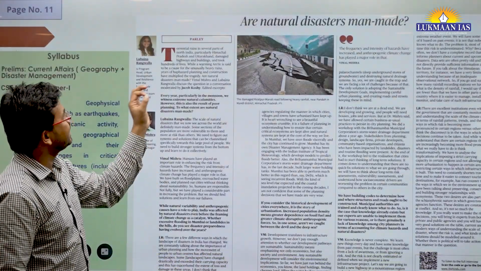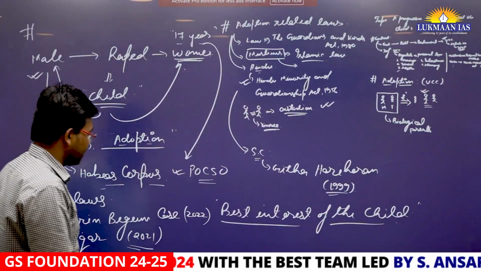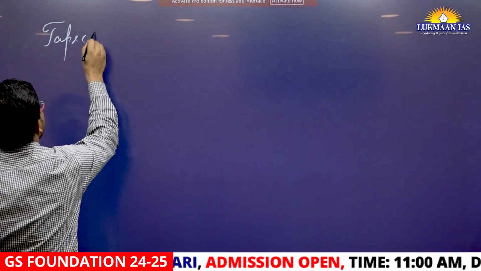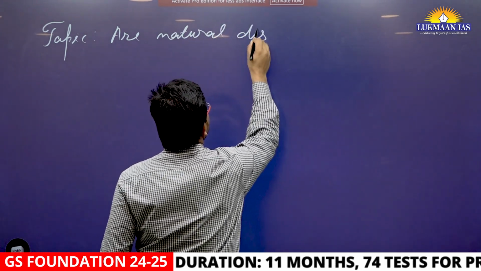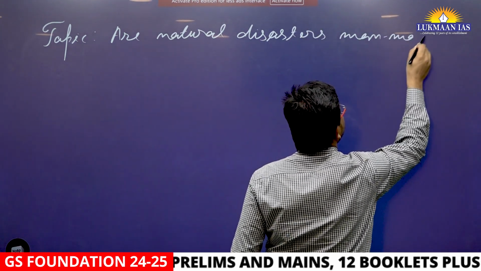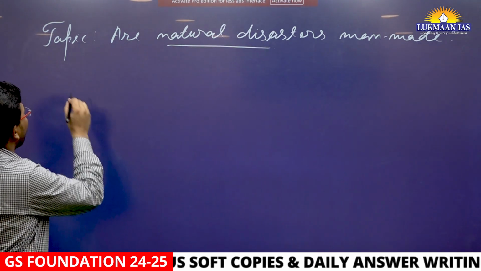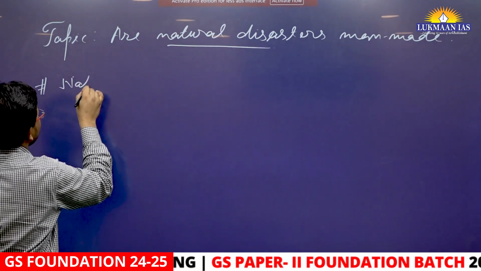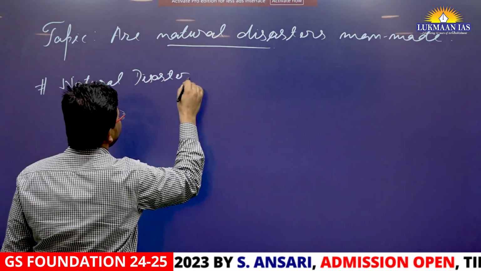With this, we will move to the next topic quickly. This is another topic. It says, are natural disasters man-made? Now the question is, how can a natural disaster be man-made? Here the author says that natural disasters are man-made because of many reasons.